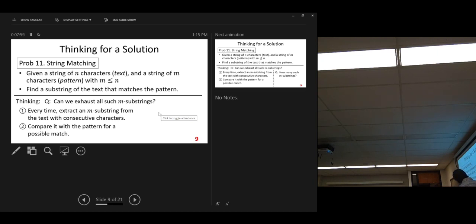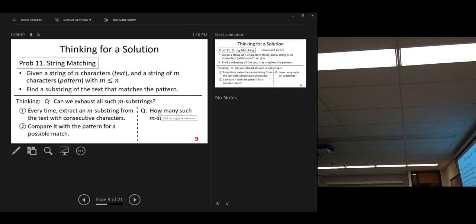How can we exhaust all such M substrings? Yes, we can exhaust. So then, we will go through all the possible M substrings. That's the brute force. Or we can also call it exhaustive search, because we exhaust all the possible cases. Now, next we have another question related to the exhaustive search.